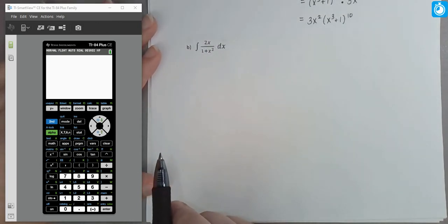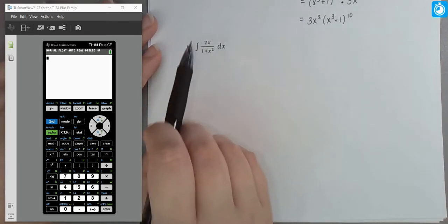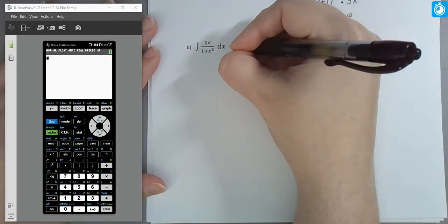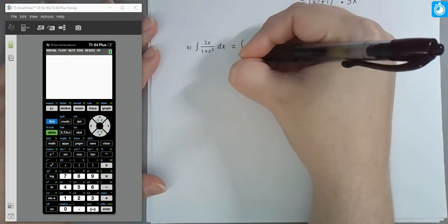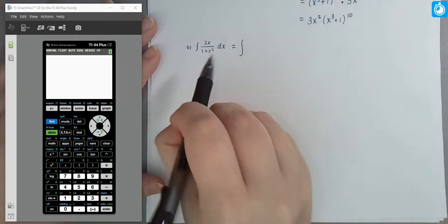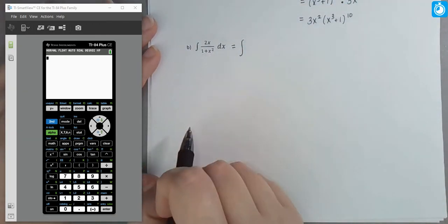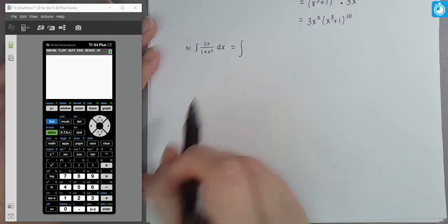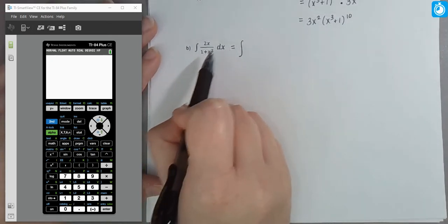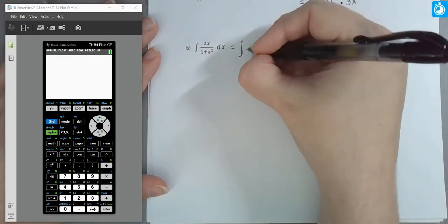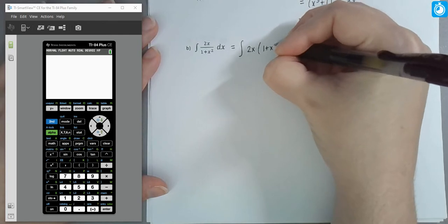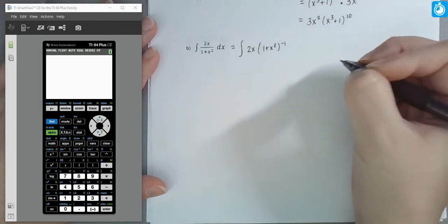So in order to determine what the inner function might be, we may have to do a little bit of work ahead of time. So let's think about another way that we could write this, particularly with that denominator. We know that anytime we have a denominator, another way to write something that's in a denominator is by rewriting it with a negative exponent. So another way of writing this expression is 2x times (1 plus x squared) to the negative 1 power.